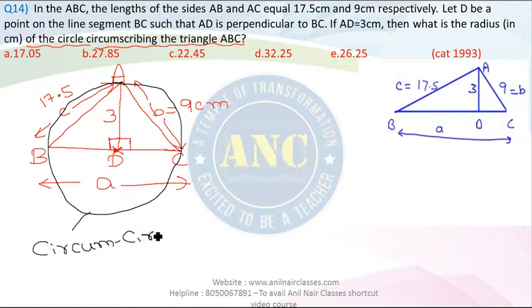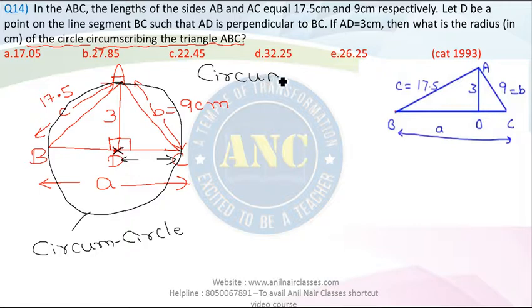This is the circumcircle and this will be the circumradius. So basically in this question they are asking you the circumradius. But the only thing I can say from here is they did not say anywhere that D is the center of the circle. What is the radius of the circle circumscribing the triangle ABC is what is given. In simple language, they are asking you what the circumradius is.